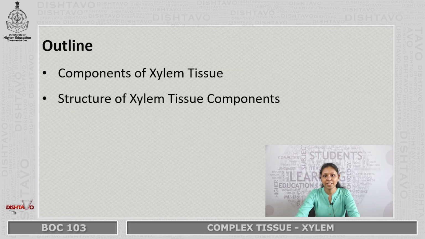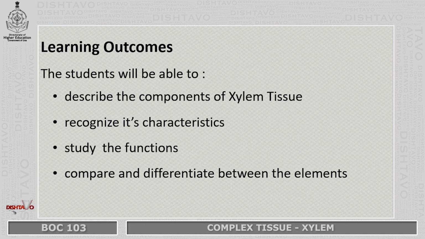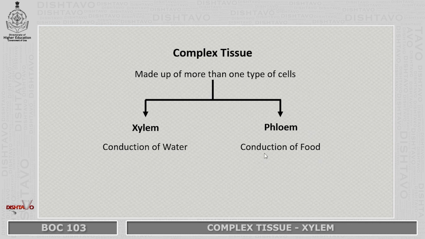Outline: Components of xylem tissue, Structure of xylem tissue components. Learning outcomes: Students will be able to describe the components of xylem tissue, recognize its characteristics, study the functions, compare and differentiate between the elements.